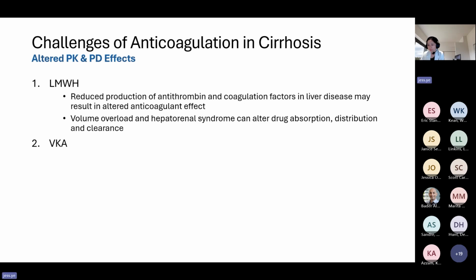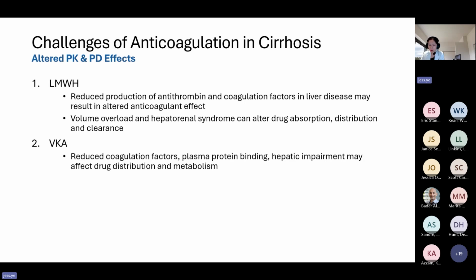Next is warfarin. So it has a long track record of being used in chronic liver disease, but its metabolism actually heavily involves the hepatic system, more so than the DOAC. The reduced coagulation factors, plasma protein binding, and hepatic impairment also affect warfarin's distribution and metabolism. And as all of you know, a lot of patients with advanced liver disease have a baseline elevated INR, and that makes it challenging to use warfarin. We don't know what's the optimal INR target in that scenario.